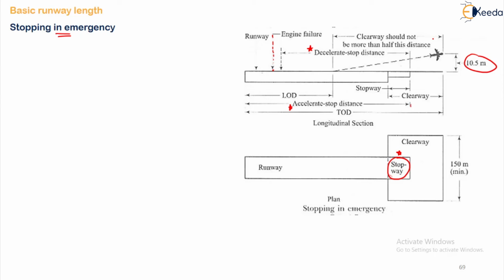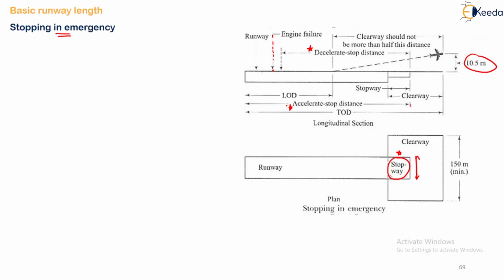In this case, the stopway is defined as the rectangular area at the end of the runway, which comes in your clearway, in the direction of the takeoff. The width of your stopway should be at least the width of your runway, and it should be sufficient to take the load of the aircraft without failure. Normally the clearway should not be more than half the distance between your takeoff distance and the liftoff distance.